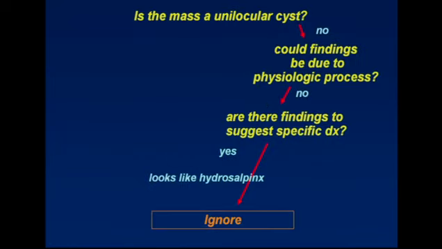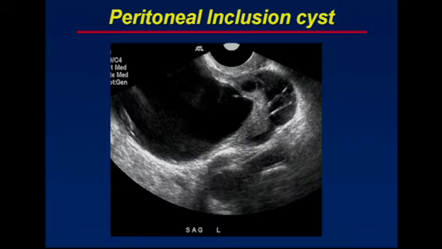And if it looks like a hydrosalpinx and you're confident of that, you could ignore it if the patient is asymptomatic. Now, peritoneal inclusion cysts can be very confusing, especially to those who haven't seen a lot of these. But once you get the hang of it, these can be not easy to diagnose, but very nice to diagnose, because you take the situation where the patient is suspected to have a malignancy based on the appearance, and with your experience you're able to say, no, this isn't a malignancy, we're just dealing with the peritoneal inclusion cyst.